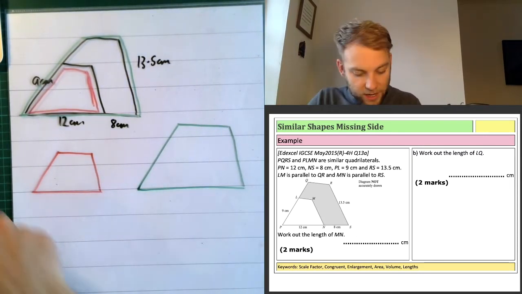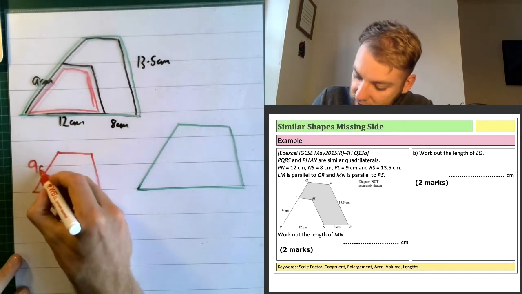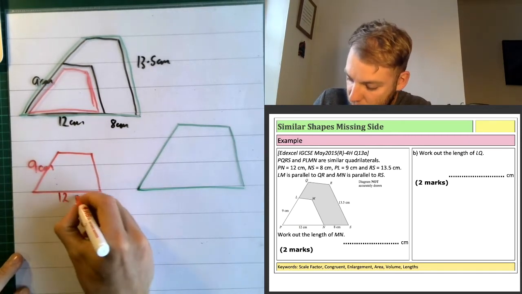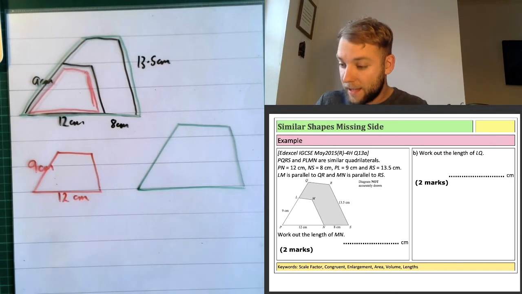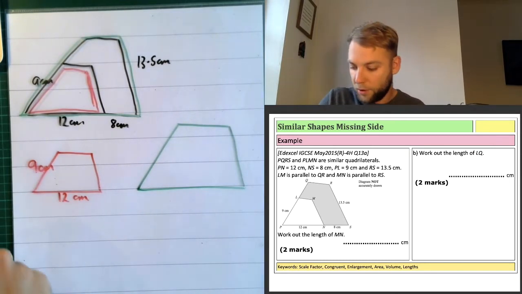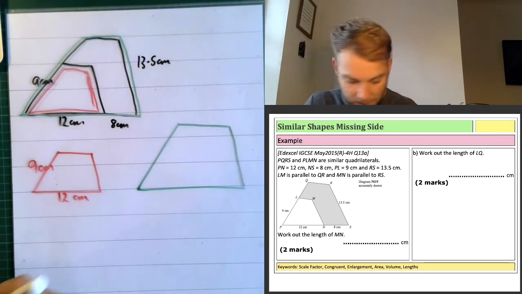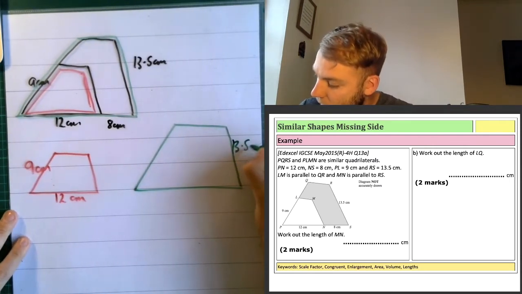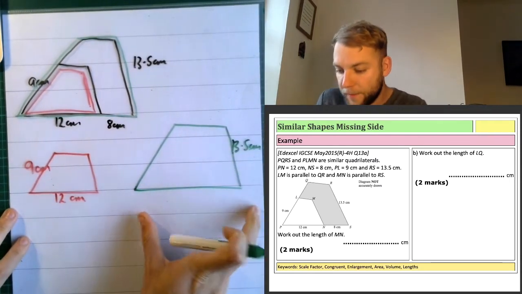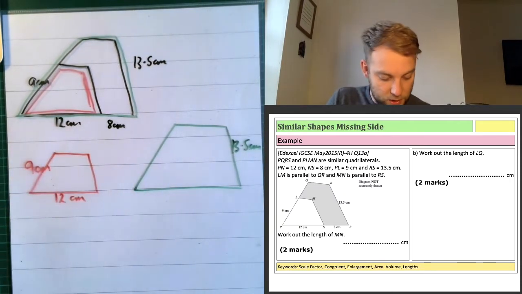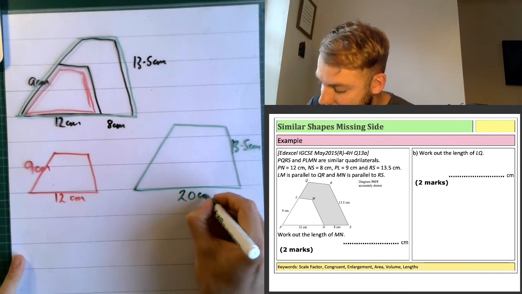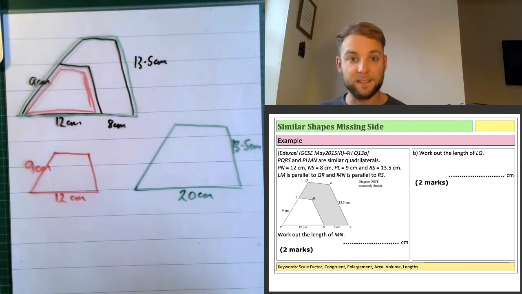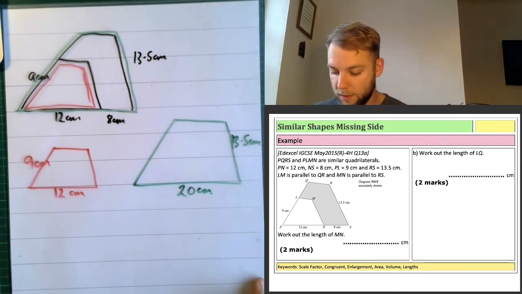So let's write down everything we know. We know that this side is 9 centimeters and the bottom is 12 centimeters. This one here on the larger one, we know this right-hand side is, I'll do it in green so you can see it, 13.5 centimeters. And the bottom is the 12 plus the 8. So 12 plus 8, which is equal to 20 centimetres. Fine. Great start. It's always worth drawing them out.